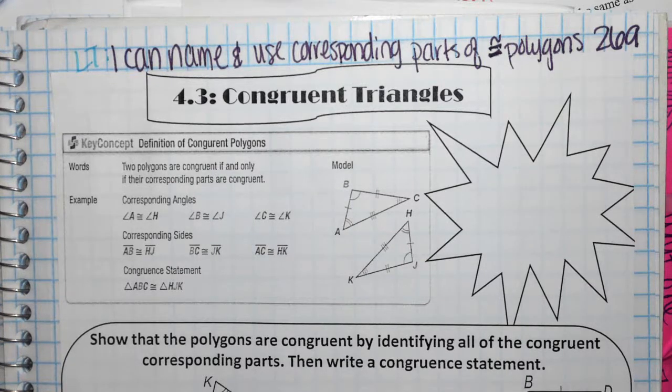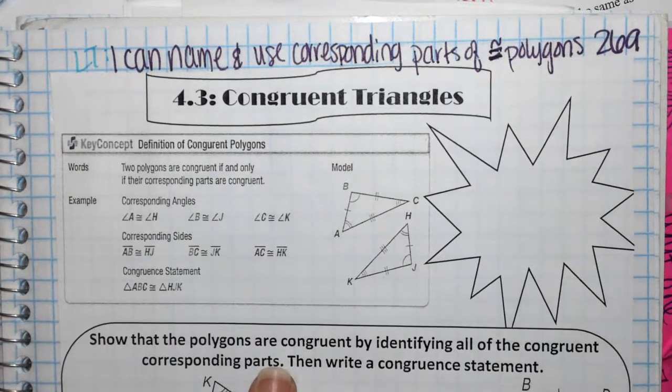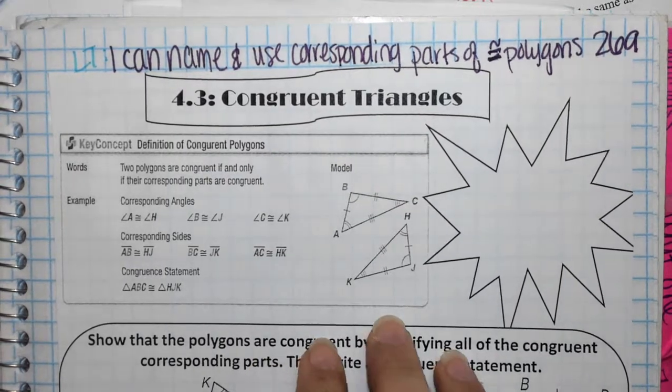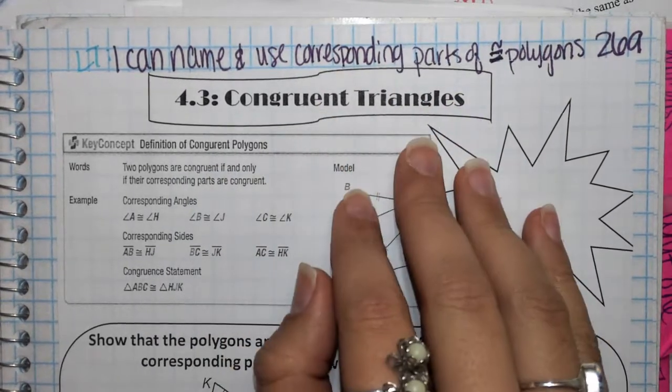Alright, 4.3, congruent triangles. I can name and use corresponding parts of congruent polygons. So we're not just going to talk about triangles, we're going to talk about polygons as well.